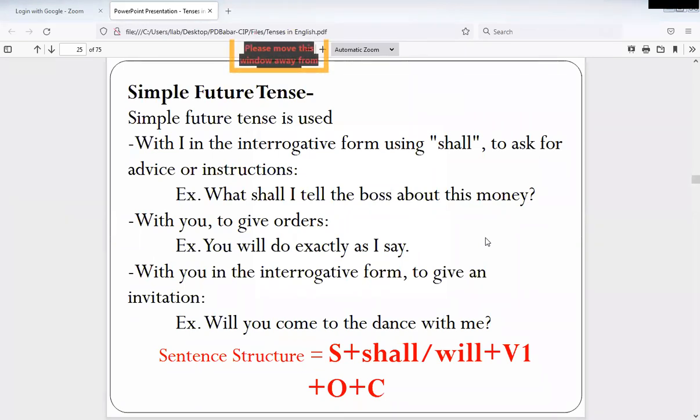I'm marking your attendance, so don't leave the meeting till I instruct you about that.